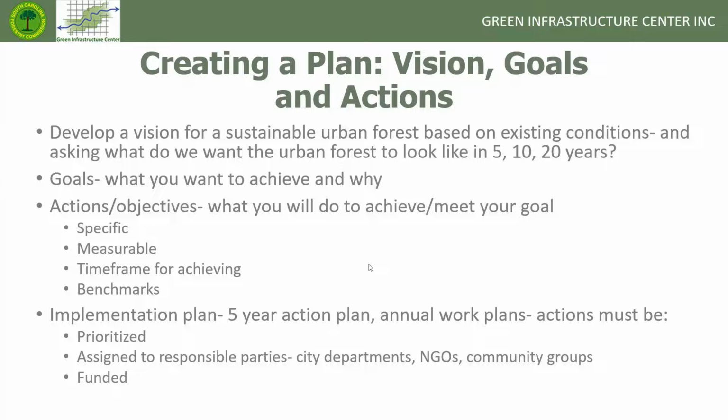All right, so actions and objectives are really important to be specific, measurable, and provide a time frame for when you want to achieve your goals by. So, for example, instead of saying plant more trees, let's make sure that we say that we want to plant 500 trees over the next 5 years. And then implementation is usually over a 5-year period. Annual work plans and actions should be prioritized. It should also be assigned to responsible parties and make sure that there's funding in place.